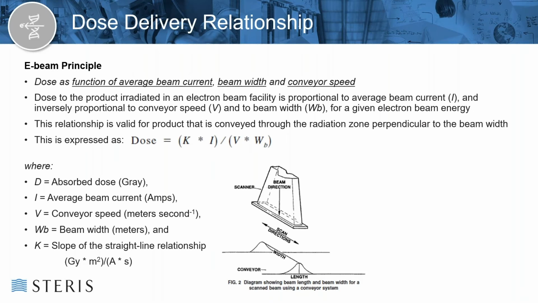Our residence time in front of the beam is reduced, the total dose drops. And similarly, the width of the beam has the same effect. So we increase the width of our beam, all other things being the same, our dose drops. So there's an inversely proportional relationship there.